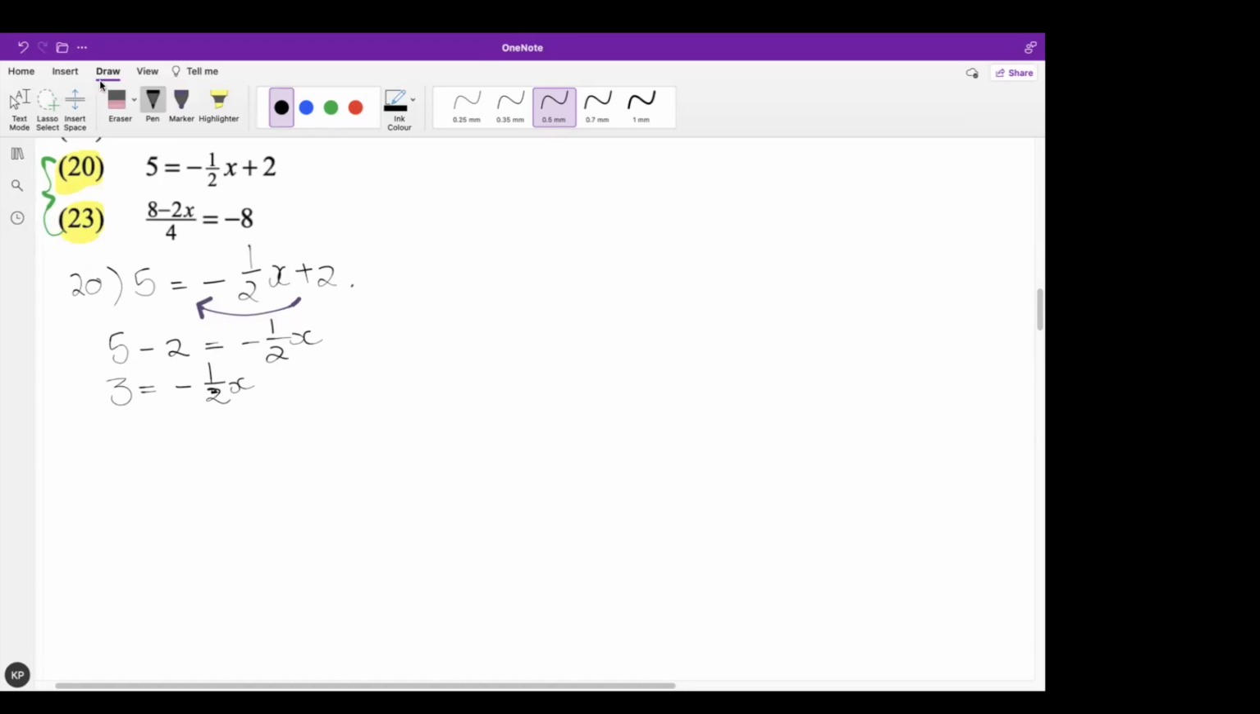Okay, so you can either times by negative 2 over 1, because then these will cancel out and so will the negatives. A negative and a negative will give you a positive. But if you times by negative 2 on that side, you go times by negative 2 on the other side. And therefore, your x is indeed negative 6.